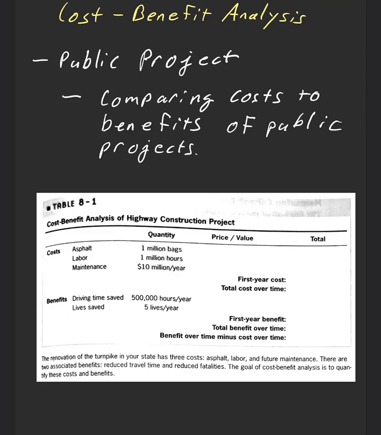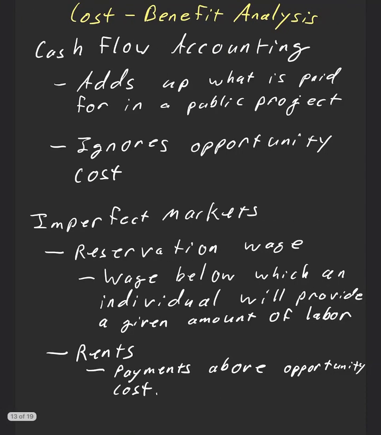And then we've got some benefits. So driving time saved, 500,000 hours a year. Depending on how many cars are driving on it, these are sort of technical things. And then lives saved. And then, of course, we have to value those things. Okay, so let's take a look. First thing that economists often try is what's called cash flow accounting. So we just add up what's paid for a public project. That's one way to count up the cost.